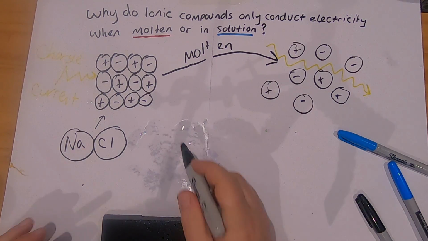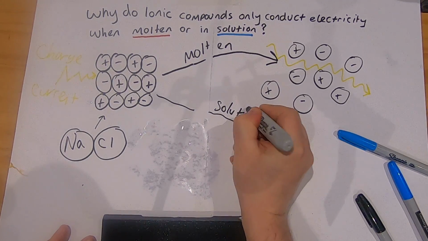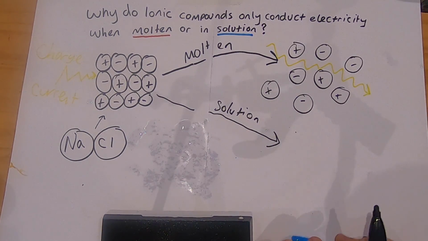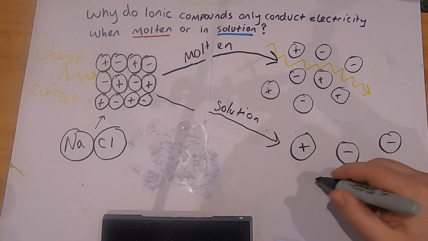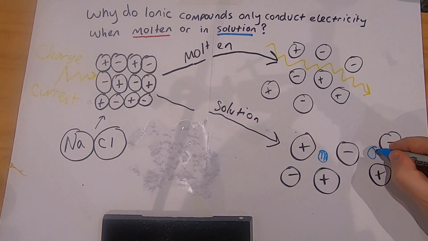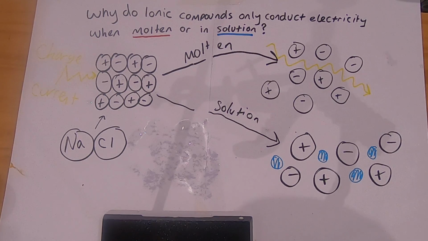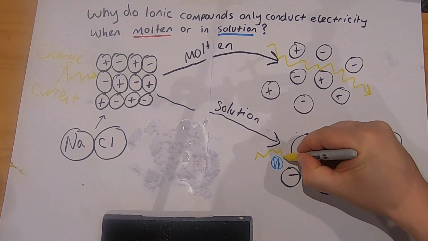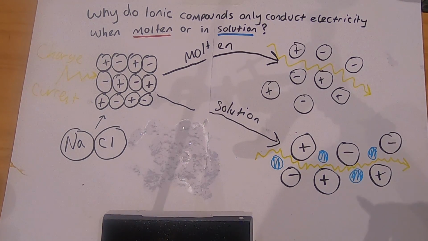What about if we dissolve it in solution in water? If we put ionic compounds in a solution, what happens with the water molecules is very similar to melting, in that the ions are free to move. Why is that? Well, water molecules, these rubbish blue circles are my water molecules, have disrupted the electrostatic forces between the ions and allowed the ions to be free to move. And once again, our electricity, which we call charge or current in this situation, can flow through the structure.